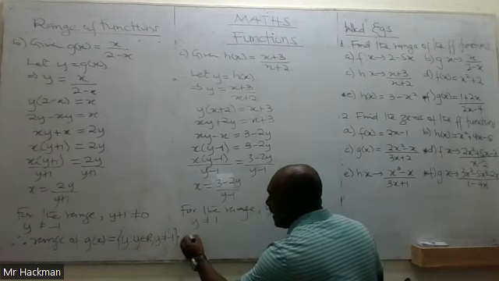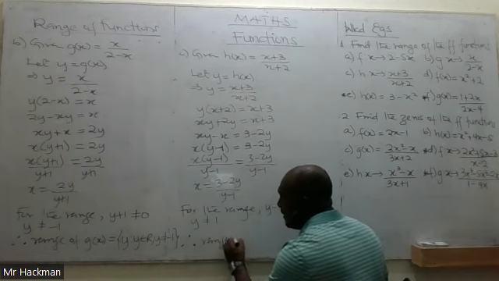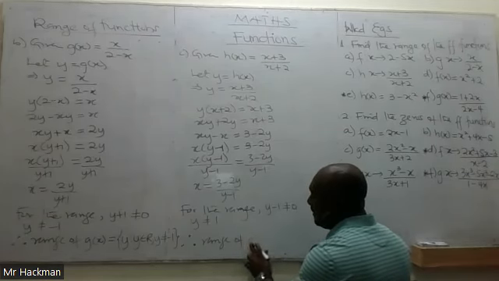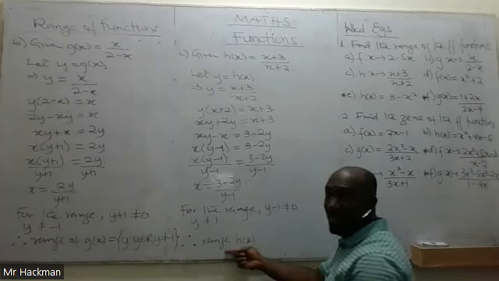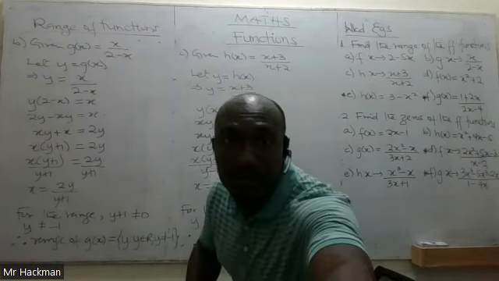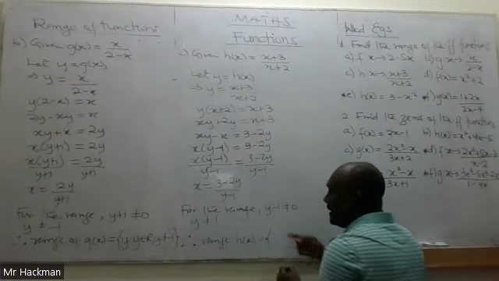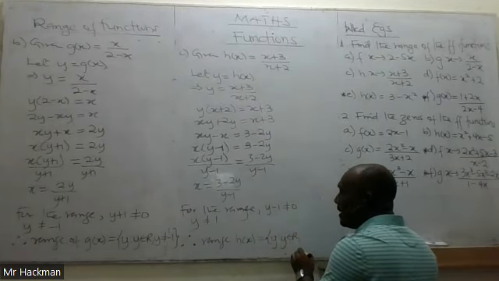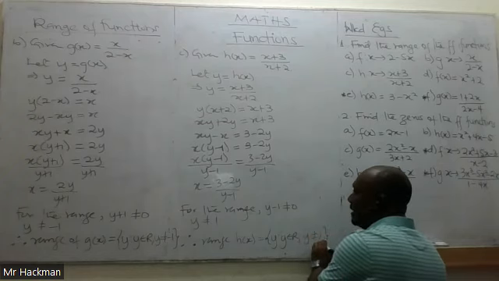At this point, I draw my conclusion. Because I know my constraint, the range of my function h of x, or I can simply write the range of h, is the same thing. It is in terms of y. So y belongs to the set of real numbers, however, y should not be equal to 1. Then you close it.